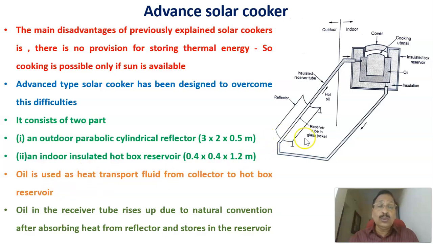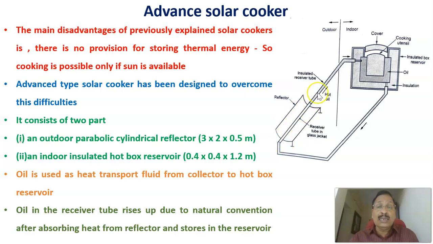Now oil is used to transport the heat energy. Therefore, the oil is used as a heat transport fluid from the collector to the hot box reservoir. From the collector, the heat energy is transmitted through the oil passing through here, and the hot oil comes to the reservoir here. Therefore, the oil in the receiver tube rises up as it is getting heated up.